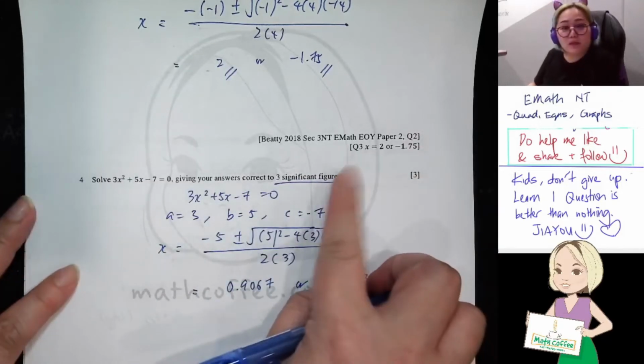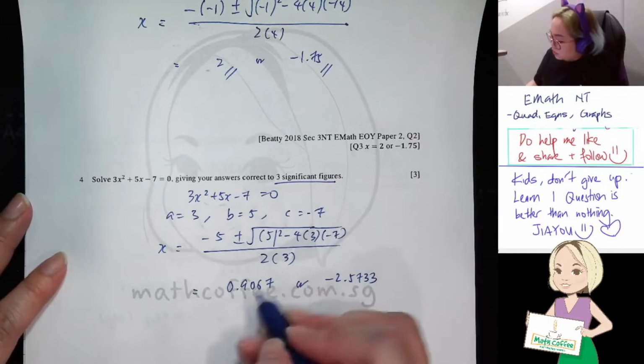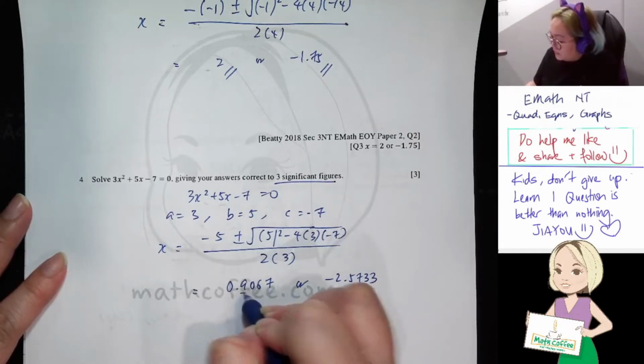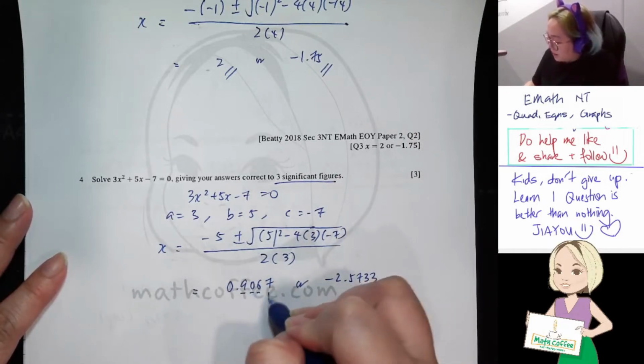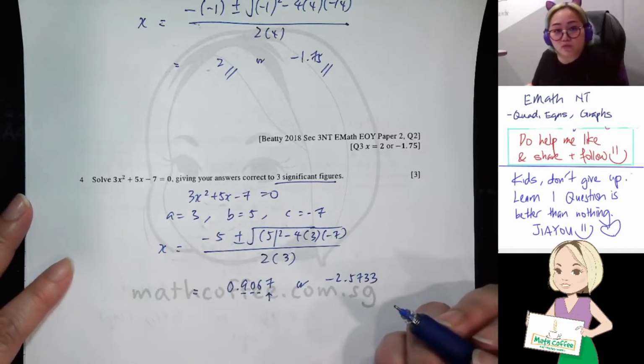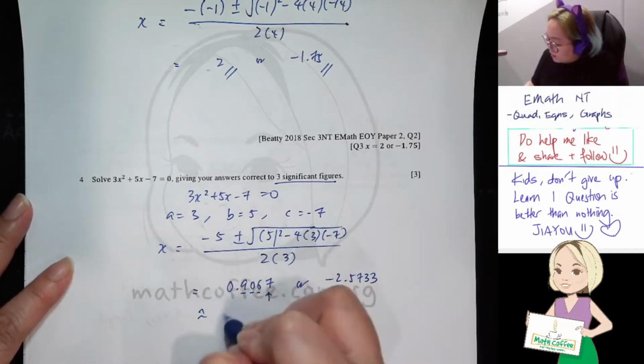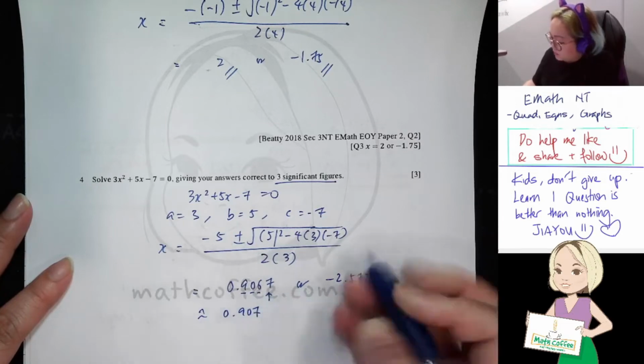Always see whether they ask us to round off anything. So 3SF, this is the first SF, second, third. By looking at the 7, it tells me that I need to round my 6 up. So round it off, it becomes 0.907.